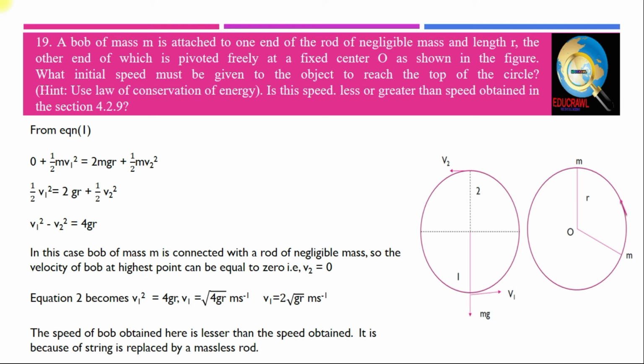Here, the speed of the bob which is obtained is less than the speed we have seen in the theory. Why is it so? There in the theory part, we would have used a string. But here, instead of a string, we are using a massless rod. So the speed is slightly less than that of the string.